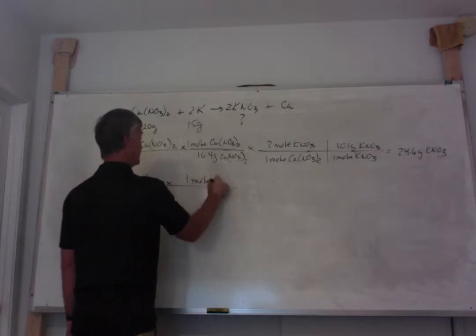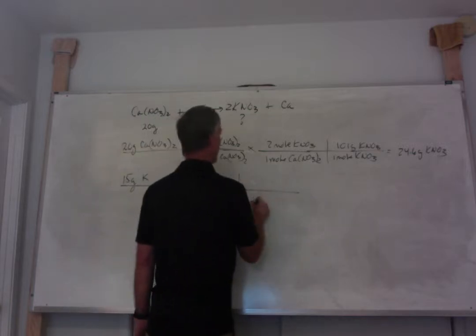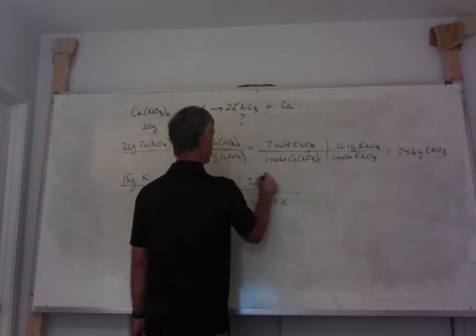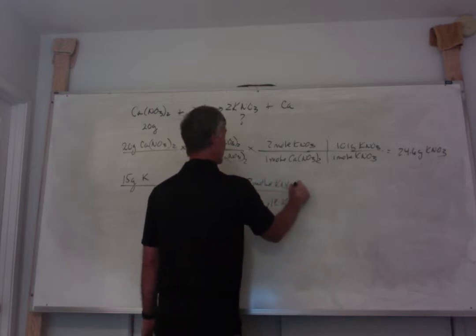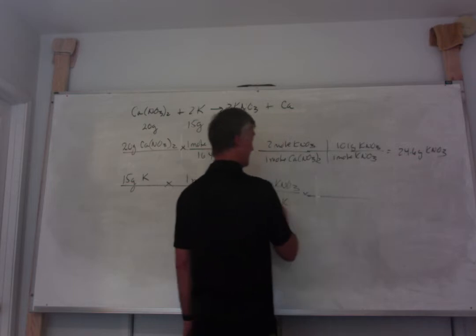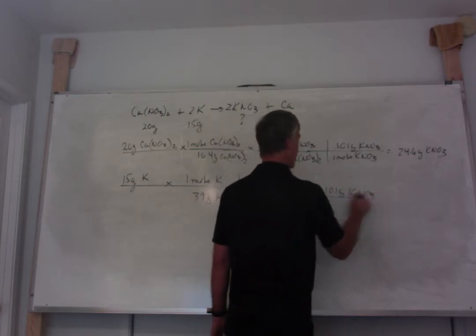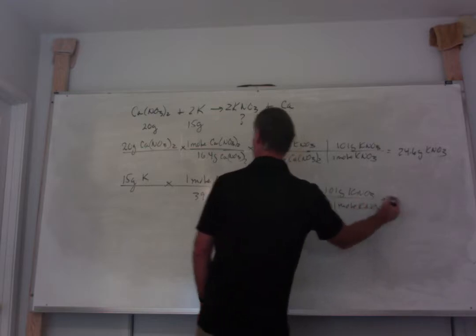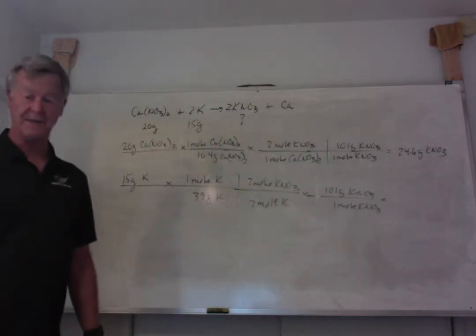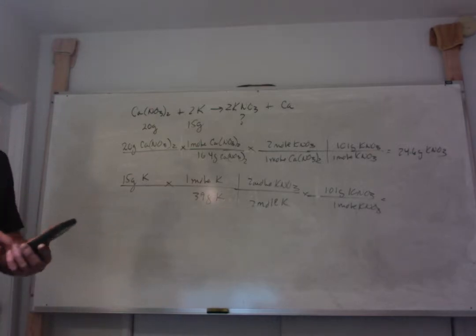1 mole of potassium is 39 grams. There would be 2 moles of potassium for every 2 moles of potassium nitrate. And I would do it with the lines, but on the test you could write it like that. 101 grams of potassium nitrate is 1 mole of potassium nitrate. And now this would be 15 times 101 divided by 39.